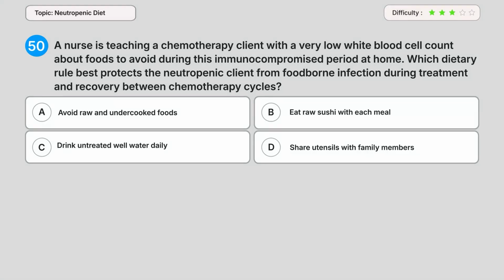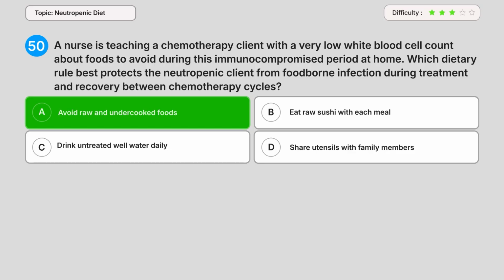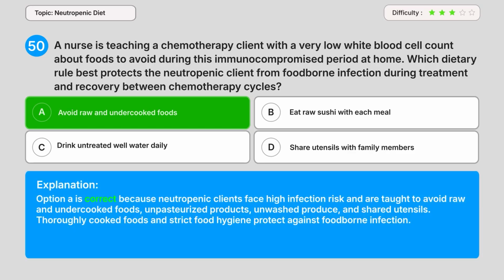Correct answer: A. Avoid raw and undercooked foods. Explanation: Option A is correct because neutropenic clients face high infection risk and are taught to avoid raw and undercooked foods, unpasteurized products, unwashed produce, and shared utensils. Thoroughly cooked foods and strict food hygiene protect against foodborne infection.